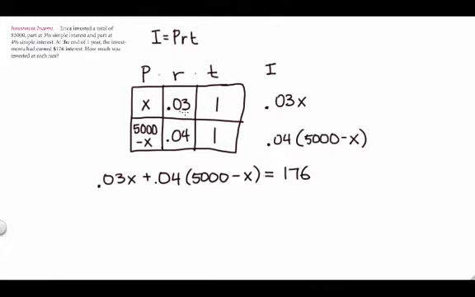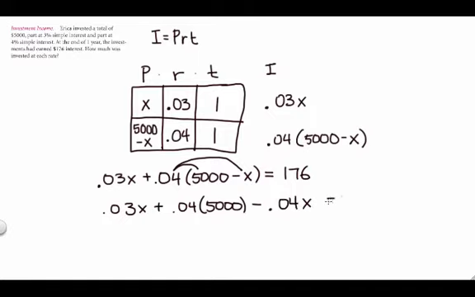So if you wrote down 3% here, make sure you take it into the decimal because percent means per 100. And then we carry out the operation, right? So we're going to distribute this. So let's see, 0.03x plus 0.04 times 5,000 minus 0.04 times x equals 176.